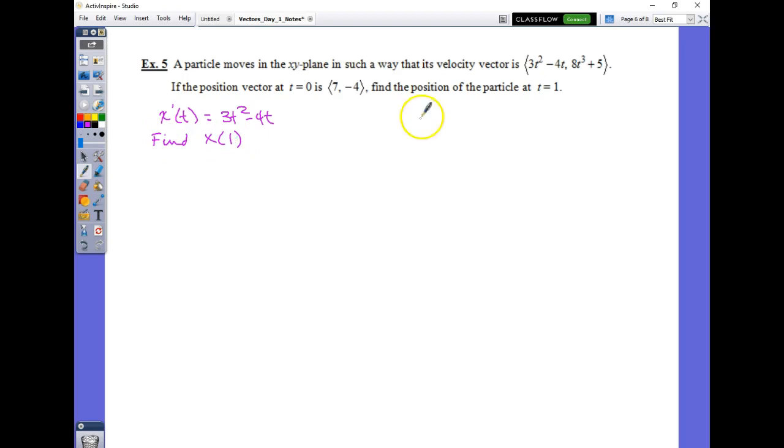It's also telling me that y prime of t is 8t cubed plus 5, and it's telling me to find the y of 1. So what I'm going to use is a little bit of the fundamental theorem of calculus to answer this question, because I know in order to go from x prime to x, I need to integrate the x prime of t function from some a to b, and if I do that, that gives me the x of b minus the x of a.